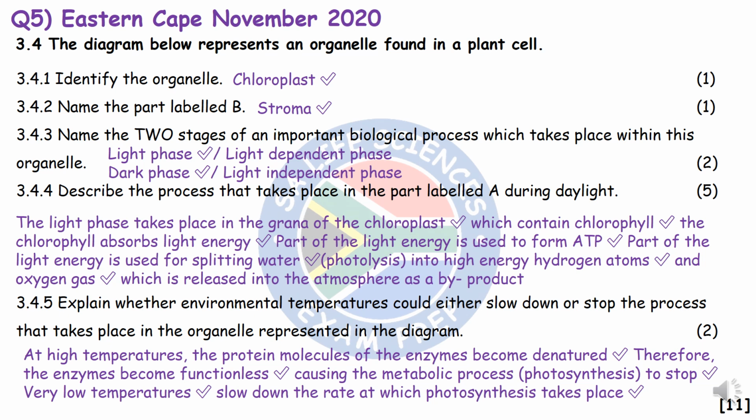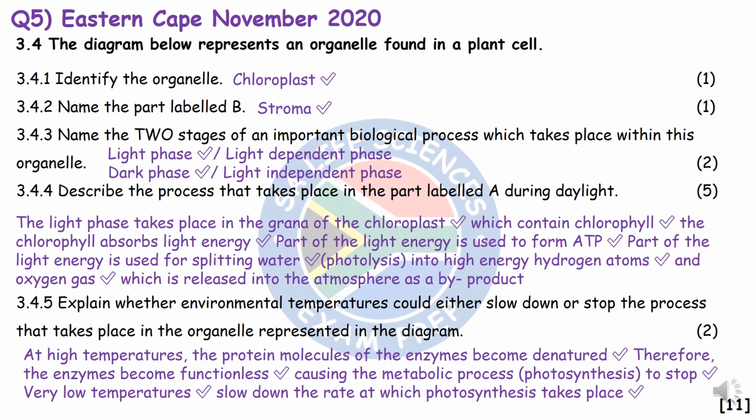Part of the light energy is also used to split water. This process is called photolysis. Photo means light, lysis means to break down. So light is being used to break water into hydrogen and oxygen. The oxygen is released into the atmosphere as a byproduct, and the hydrogen then joins NADP to form NADPH. The NADPH acts as a carrier of hydrogen.